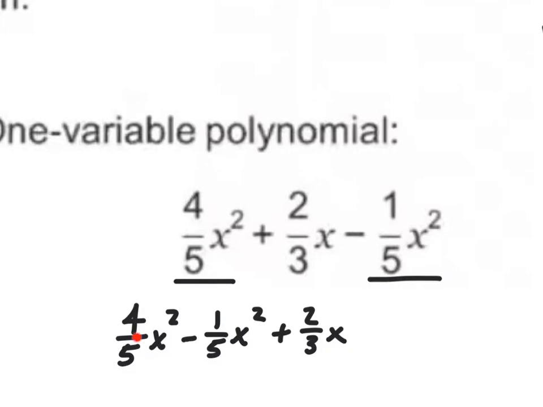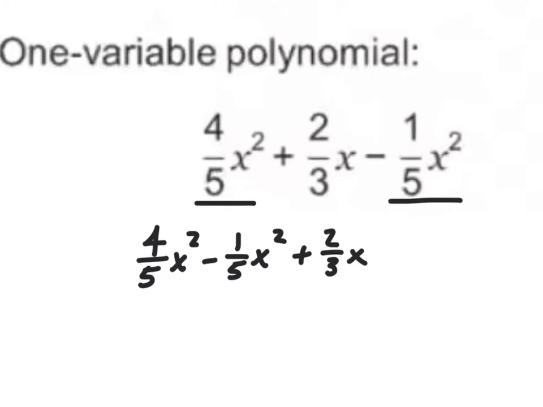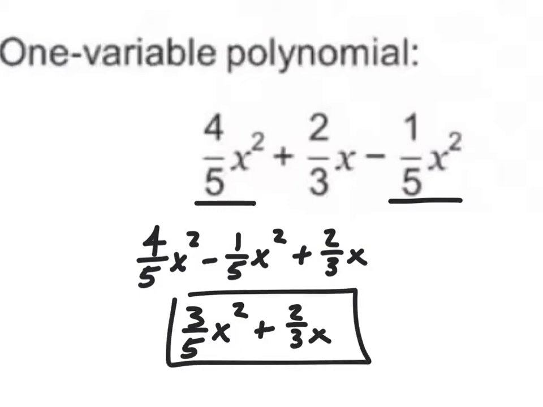Now, I can combine these two, and there's a couple different ways of doing it. The way I think about it is if I have a common variable with a common exponent, I add their coefficients, and the coefficients are the numbers in front of the variable. So I'm just going to take 4/5 minus 1/5, which is going to give me 3/5, and then I just keep my variable and the same exponent, okay? And then I just add 2/3 x, and that's my answer. All I've done is combine those like terms, okay?